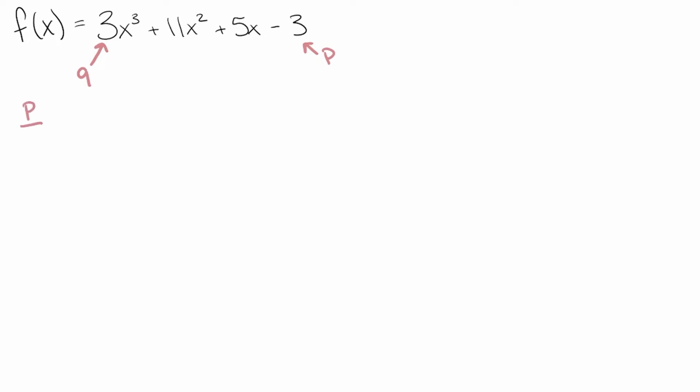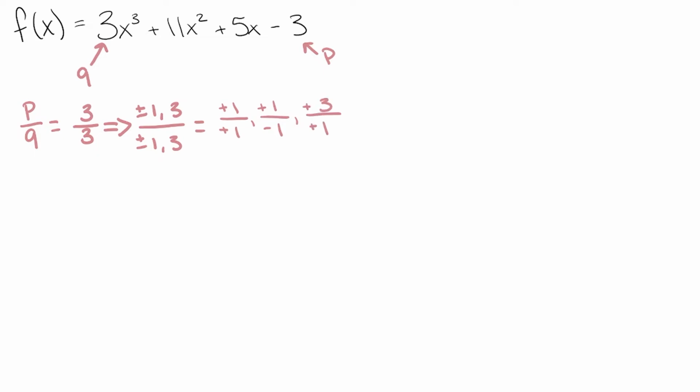So in this case, p over q is going to be our 3 over 3, and we want the positive and negative factors of each. So this is positive and negative 1 and 3, and positive and negative 1 and 3. All of our possible rational roots are positive 1 over positive 1, positive 1 over negative 1. I'm going to skip our negative 1 over positive 1 because we know we're going to take care of the negative case here. Then we also have positive 3 over positive 1 and positive 3 over negative 1.